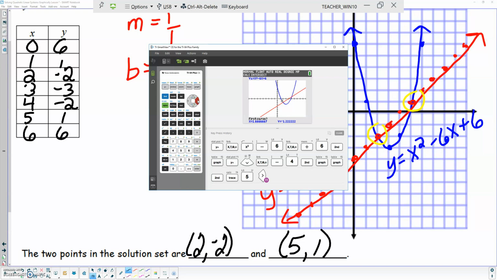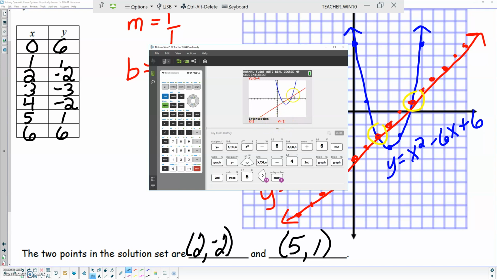And you're going to move it to one of the points of intersection, right? So I have it right here at this point of intersection. Then you're going to hit enter 3 times. 1, 2, 3. And your calculator will give you the intersection. So we get 2, -2.